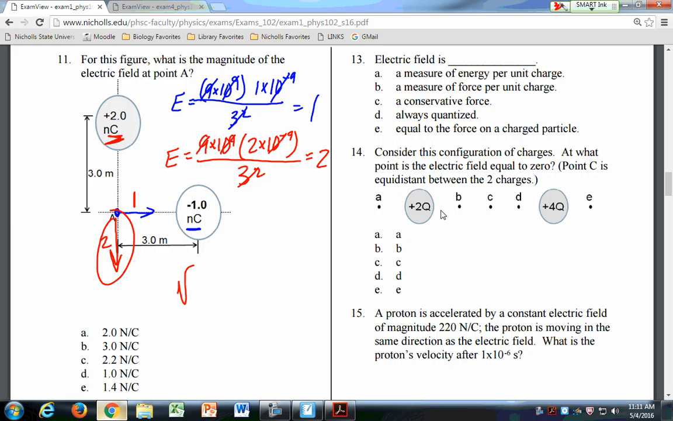To find the resultant, I say 2 squared plus 1 squared. That's the square root of 5. What's that, 2.2? Yeah, 2.2. All right, so that's the answer for that one.